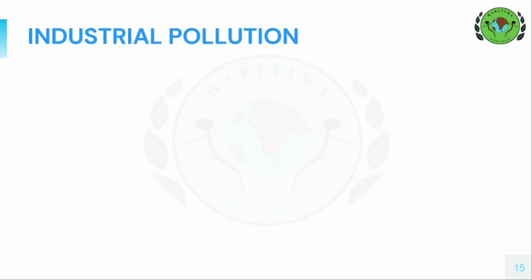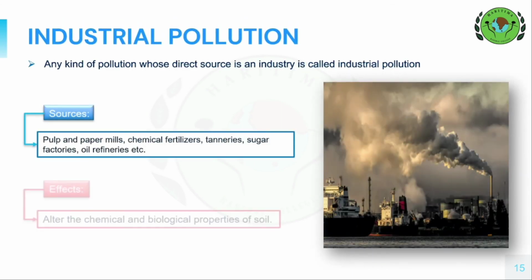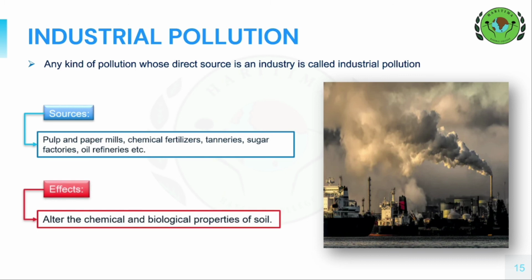And last, industrial pollution. Any kind of pollution whose direct source is an industry is called industrial pollution. Sources can be pulp and paper mills, chemical fertilizers, tanneries, sugar factories, oil refineries, etc. Effects can be altering the chemical and biological properties of soil.